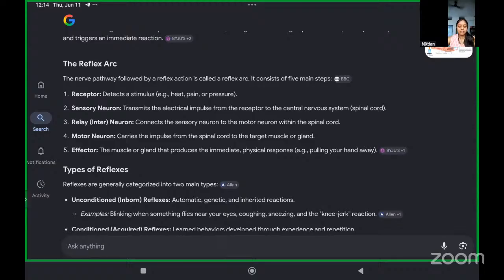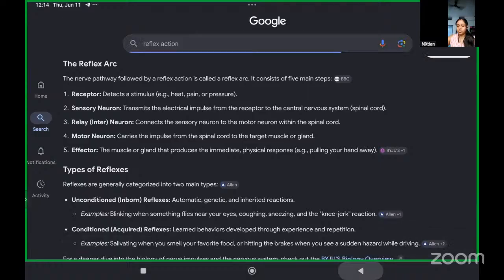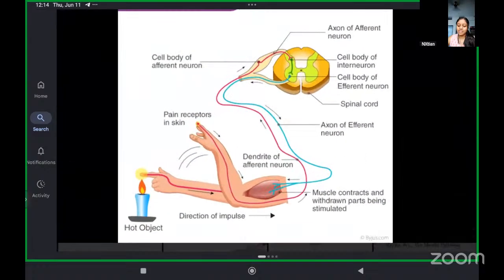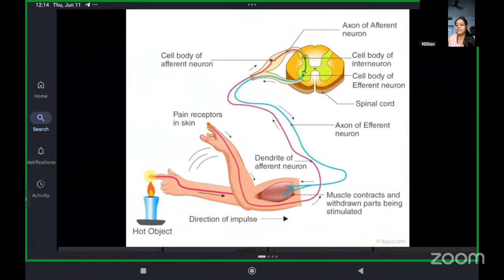Then the sensory neuron transmits the electrical impulse to the spinal cord, and then the spinal cord sends the signal back to the hand or leg, and then we remove it. This process is so quick, it takes not even a second, very close to a second. It happens very fast because it's happening directly through the spinal cord. They are electrical signals that travel very fast.